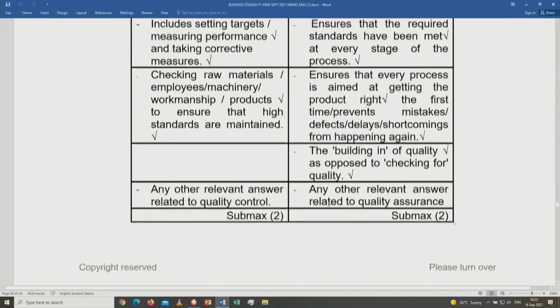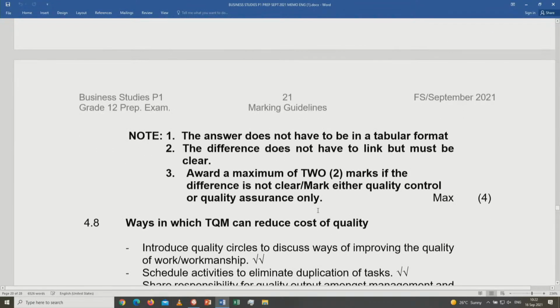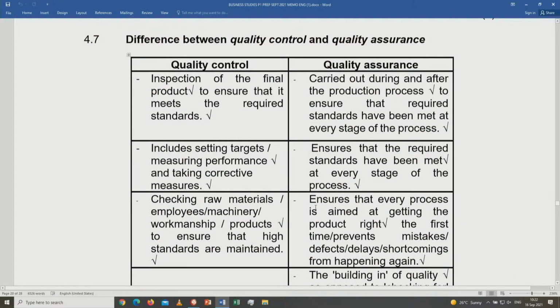You can read other responses. The submax is 2 for quality control and submax is 2 for quality assurance. The maximum is 4. Here is the note. The answer does not have to be in a tabular format. The difference does not have to link but must be clear. Award 2 marks if the difference is not clear, or mark either quality control or quality assurance only. So what does that mean? If the difference is not clear, mark only.